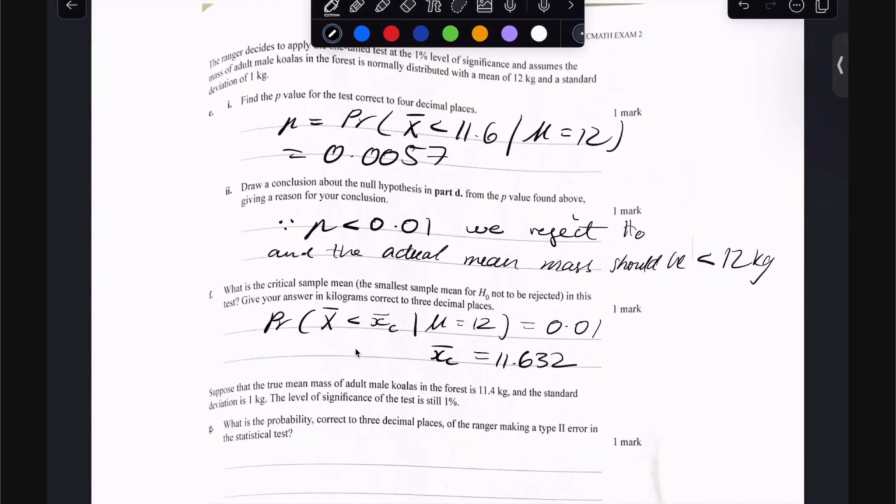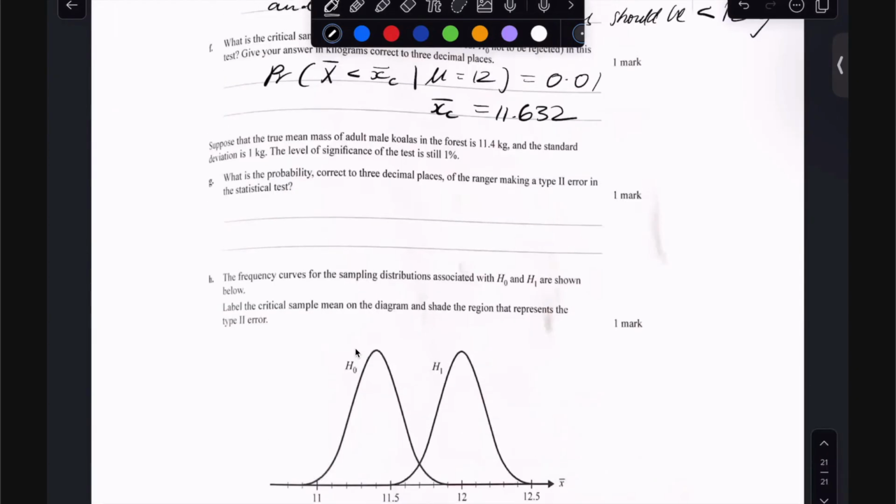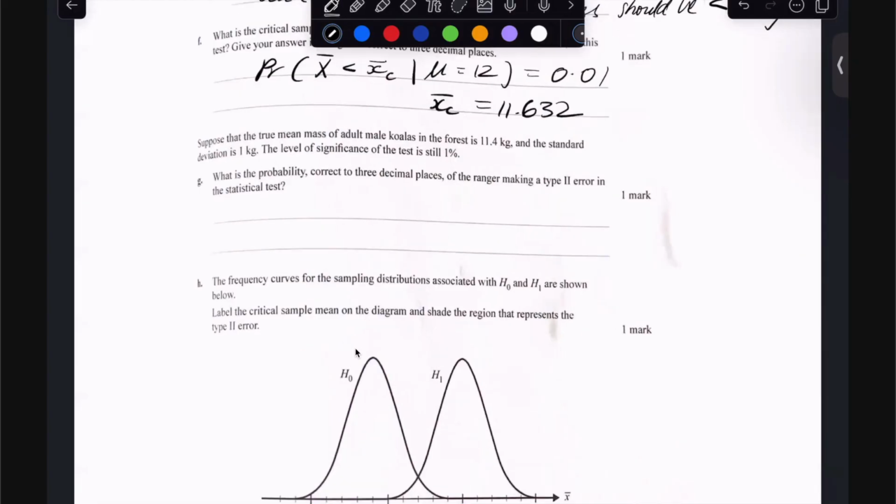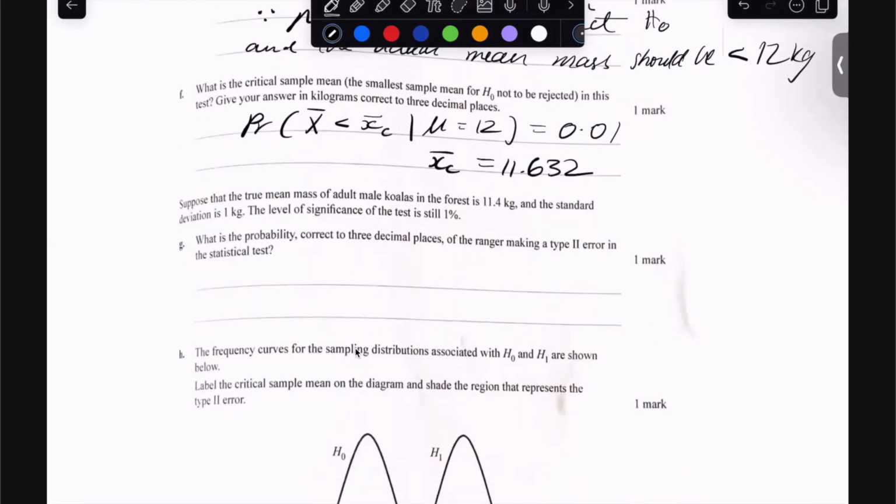Cool. Last two questions. Suppose that the true mean mass of adult male koalas in the forest is 11.4 kilograms and the standard deviation is 1. The level of significance of this test is still 1%. What is the probability correct to 3 decimal places of the ranger making a type 2 error in the statistical test? So, what is a type 2 error? A type 2 error is when you keep H0 and you should have rejected it.